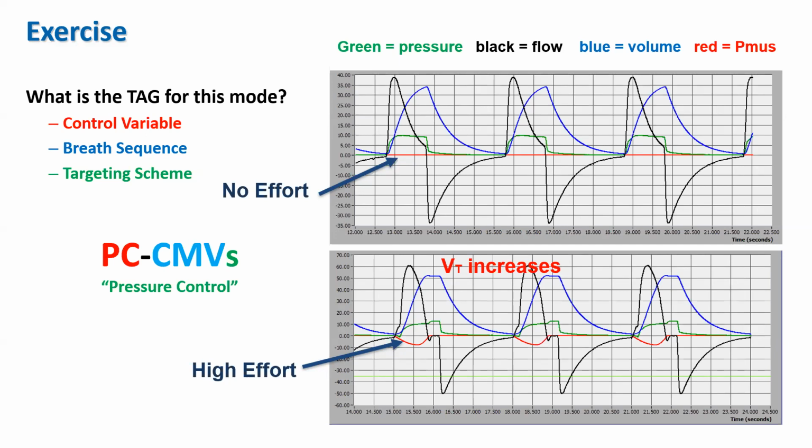An example of a brand name would be so-called pressure control. On many ventilators, they use different names, but that's just one.